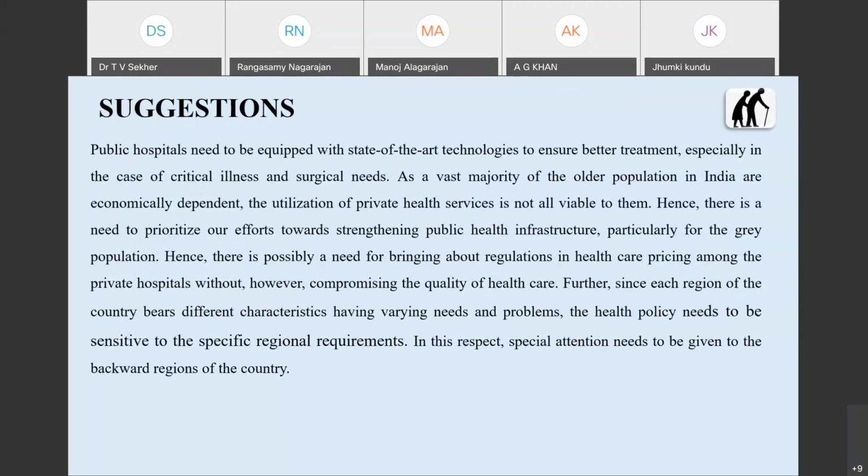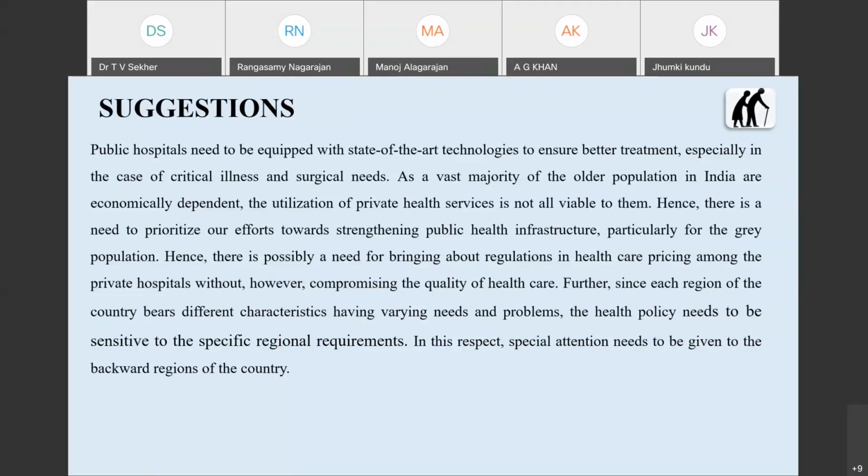So the public hospitals need to be equipped with state-of-the-art technologies to ensure better treatment in the case of critical illness and surgical needs. Because there is a mindset that when they have some chronic disease, people always tend to prefer private hospitals as compared to public, because the better facilities are not meeting the requirements in the public hospital. So they always try to go for private hospitalization, although the out-of-pocket expenditure in the private hospital is very costly. As a vast majority of the older population in India are economically dependent, the utilization of private health service is not at all viable for them.